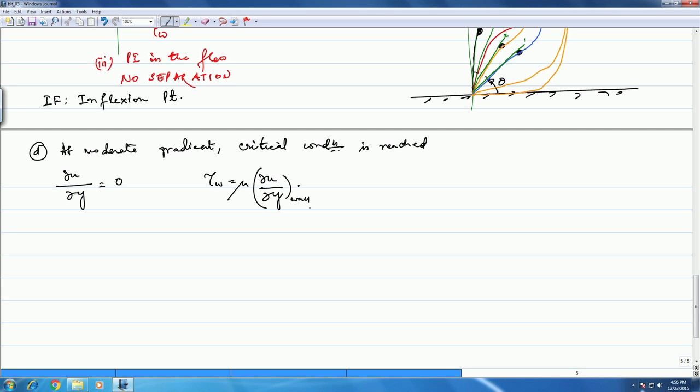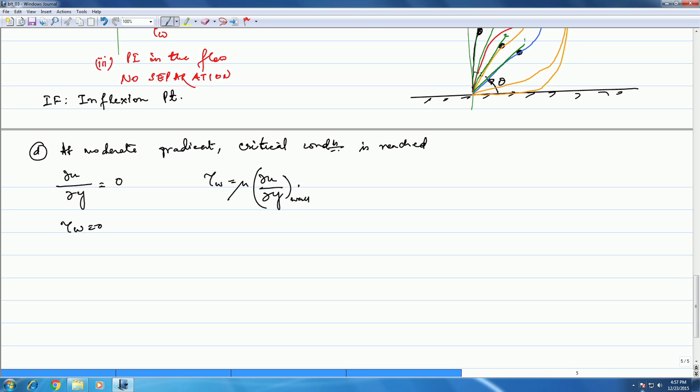At the wall, this is what we've been brought up with. So therefore, in here, tau wall becomes 0. What is happening is that the wall is no more exerting any frictional force at all, or any resistance on the flow at this particular point. This is the point when tau wall goes to 0. This is the point when separation will occur.